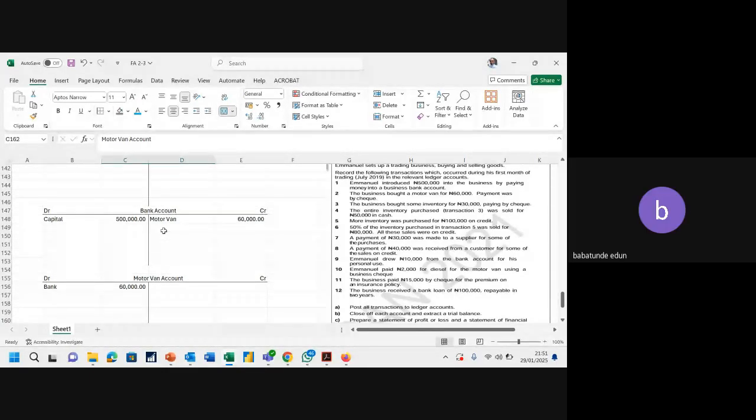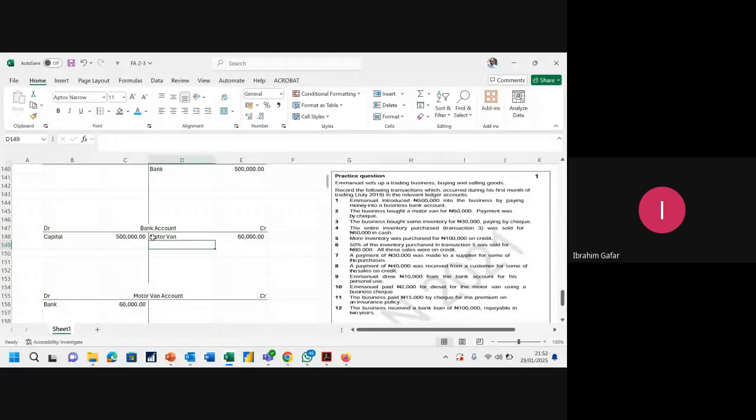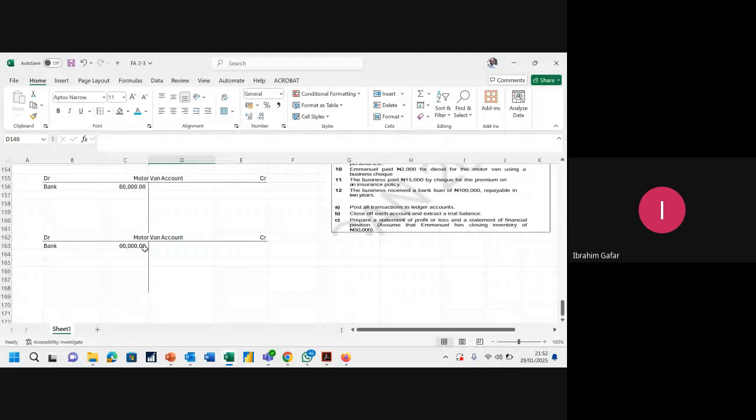Because the inventory was bought by paying by check. So we paid out check, which reduces the bank account. Right? Yes, to reduce the bank. You have spoken well.